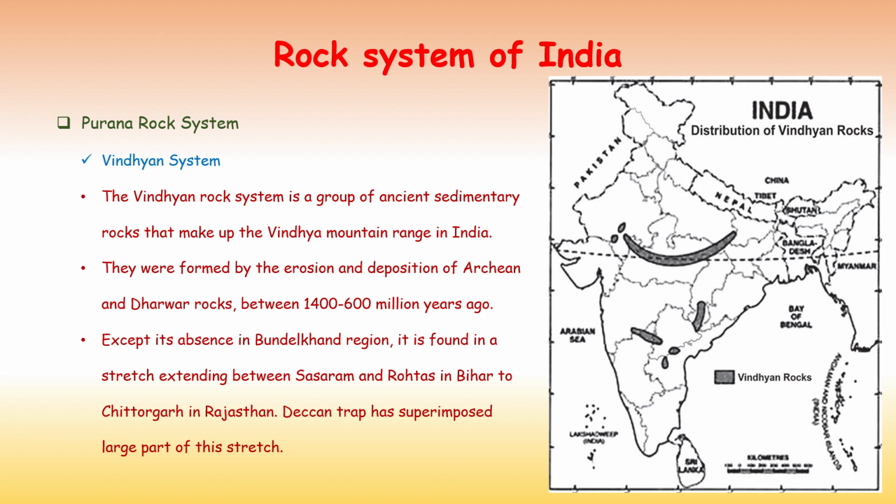The Vindhyan rock system is a collection of ancient sedimentary rocks that cover a large area of India, including the Vindhyan mountains, Malwa Plateau and Son range. The estimated age of this rock is considered to be 1400 to 600 million years old. These rocks are found in Chhattisgarh, Karnataka, Andhra Pradesh, Bihar and Rajasthan.